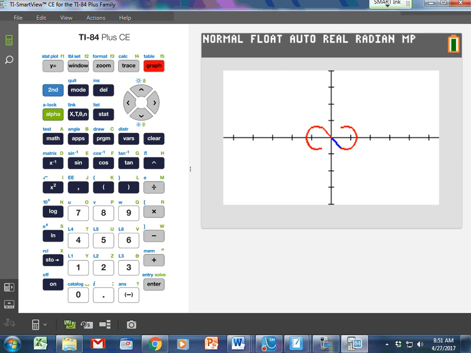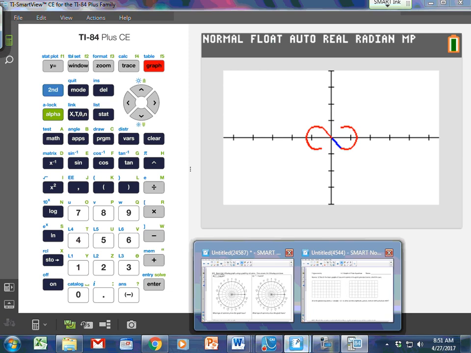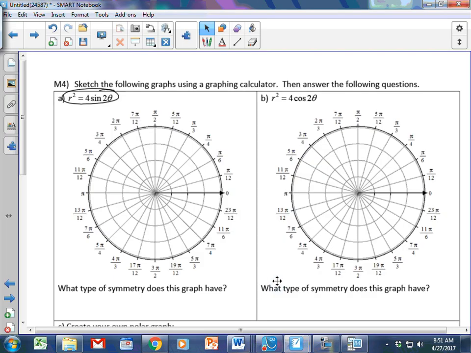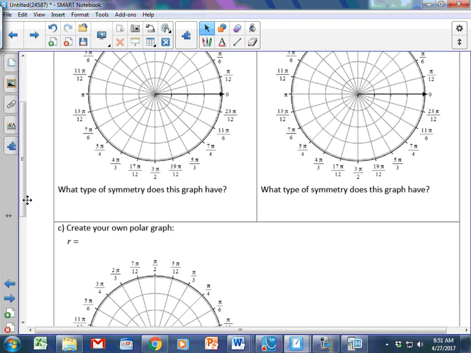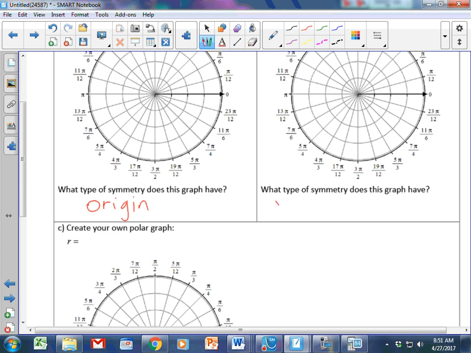What kind of symmetry did you say that first one had? We forgot to answer that. What type of symmetry did that first graph have? It had origin only, right? It did not have x-axis and y-axis symmetry, right? It had only origin. But then what about the other one? What did it have? It had all three, right? This one had x-axis, y-axis, and origin.